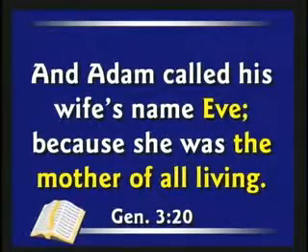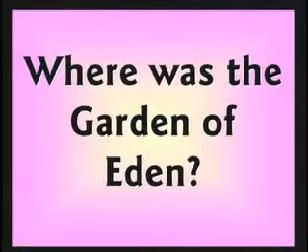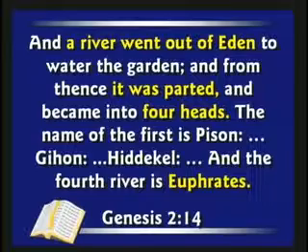Okay, where is the Garden of Eden? I get asked this question surprisingly. People say, boy, it's a shame Saddam is in charge of Iraq because that's where the Garden of Eden was. I say, where do you get that? Well, the Bible says in Genesis chapter 2, a river went out of Eden to water the garden, and from thence it was parted and became into 4 heads. The name of the first was Pison, Gihon, Hiddekel, whatever. And the 4th river is Euphrates. And they'll say, see, Euphrates runs through Baghdad.